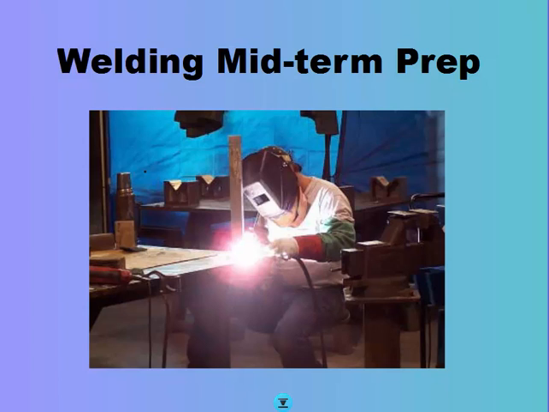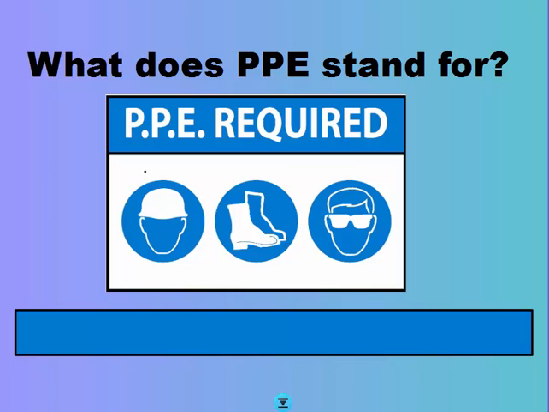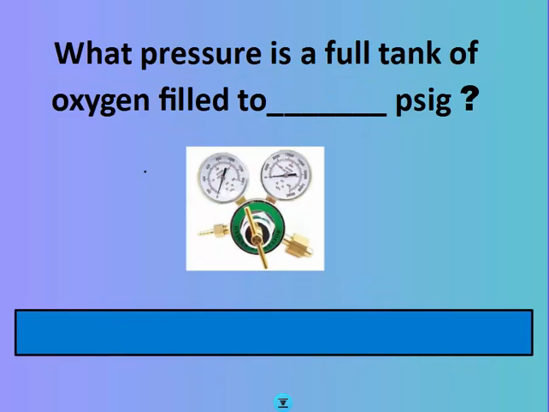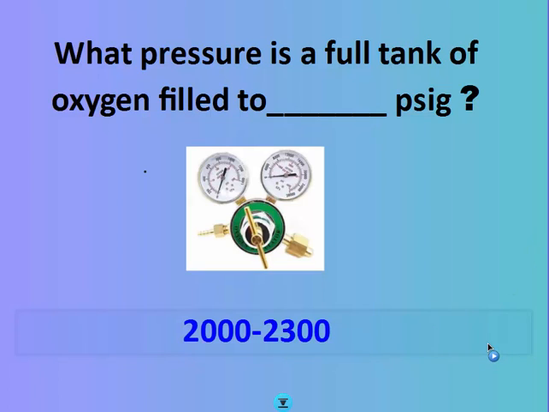Welding Midterm Prep. What does PPE stand for? The answer is Personal Protective Equipment. What pressure is a full tank of oxygen filled to, in PSIG? The answer is 2,000 to 2,300.